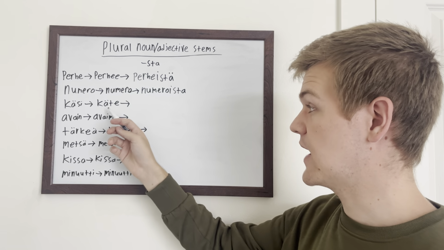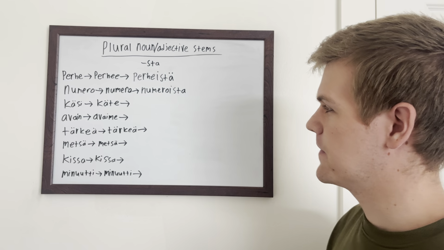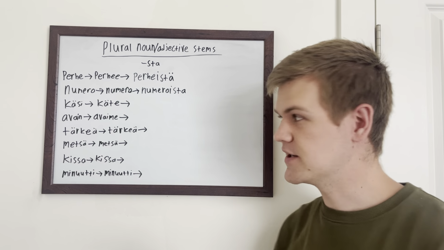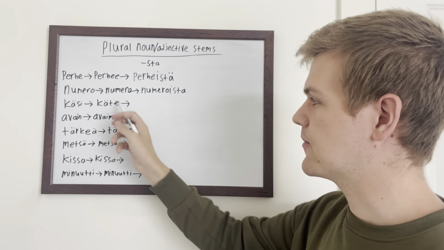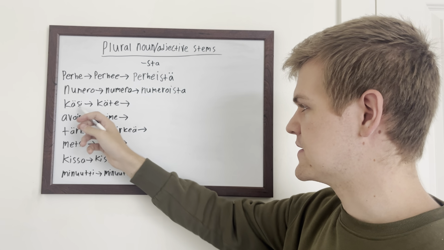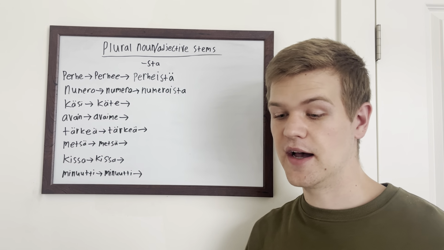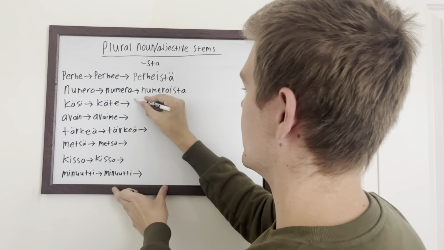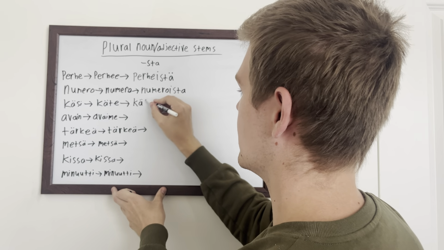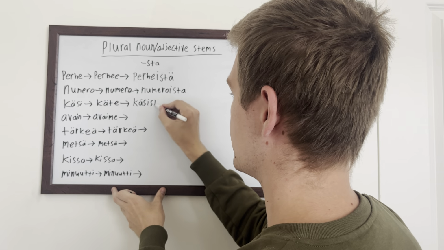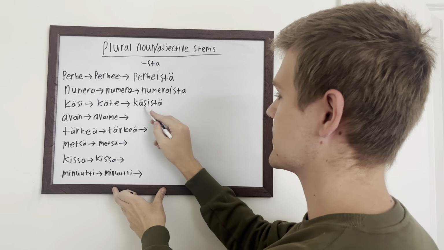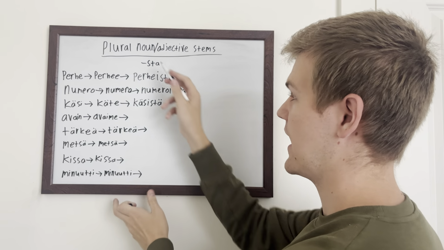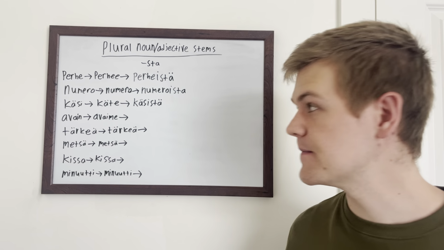Käsi goes to käte. And then you remember these TEs are really interesting. TE, we're going to look back to the original. And this is an SI, not a vowel S. So it's going to go back to SI. So we're going to have käsistä, where our plural stem was just käsi again. We can add that STA right on there, käsistä.